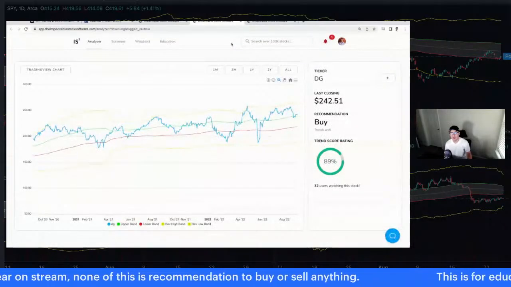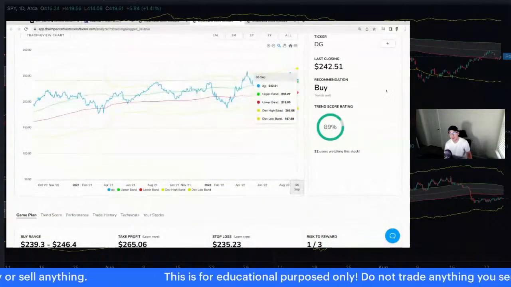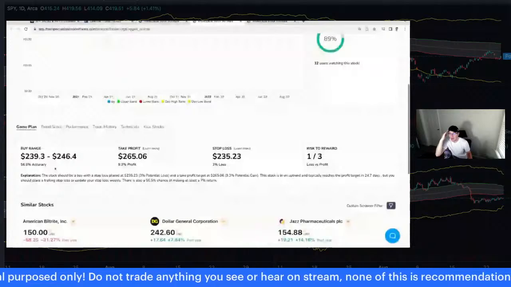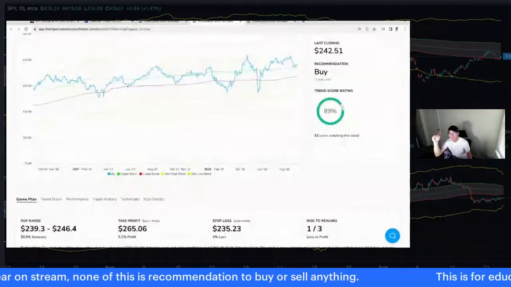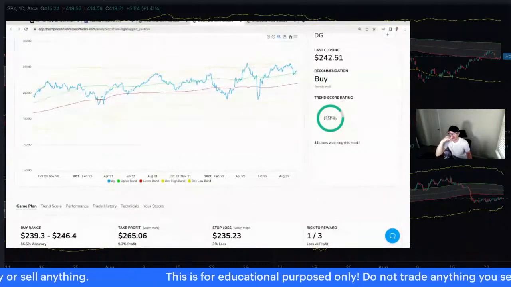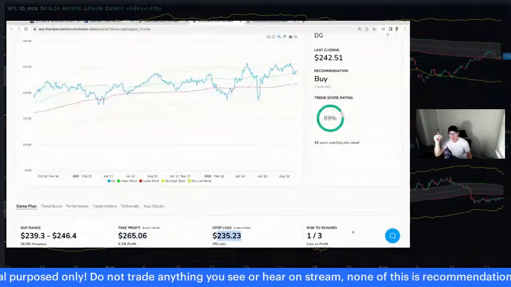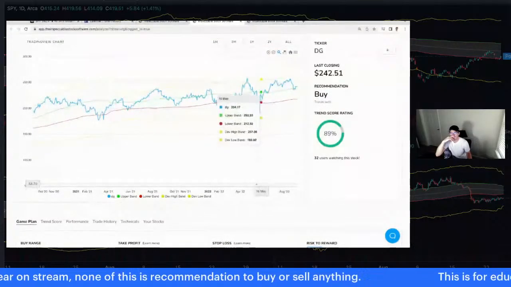DG, Dollar General, last closing 242.51. Looks like it's about flat or neutral today. What we're looking at is a buy range around 239 to 246. So again, we kind of moved into that buy range this morning. Take profit around 265.06, stop loss around 235.23, risk to reward of 1 to 3. So yeah, that kind of sets up well.